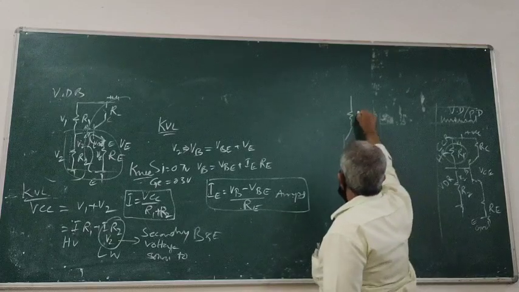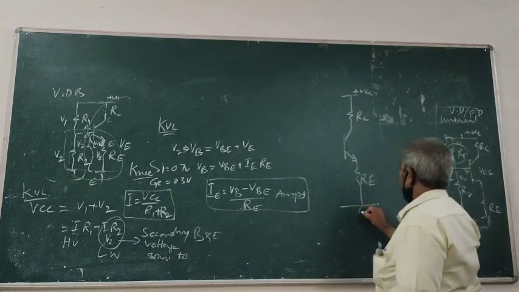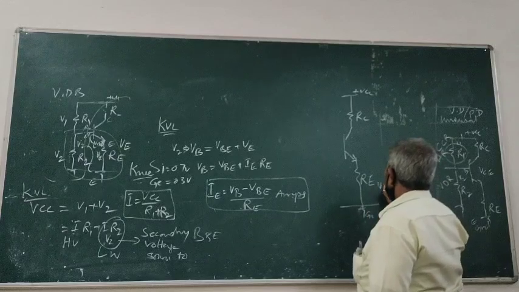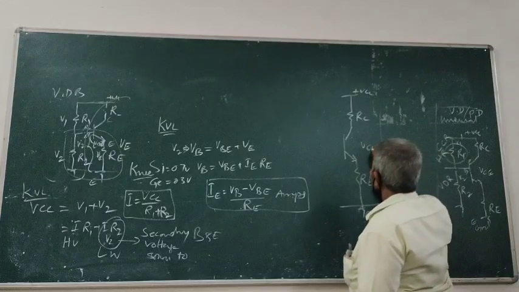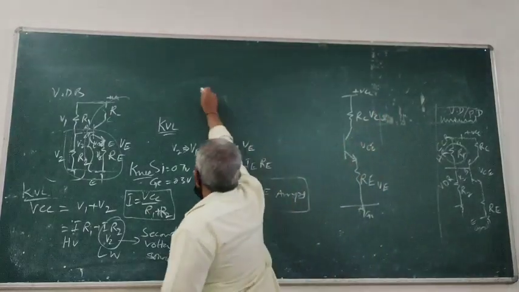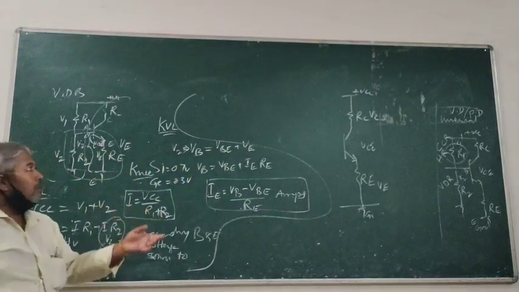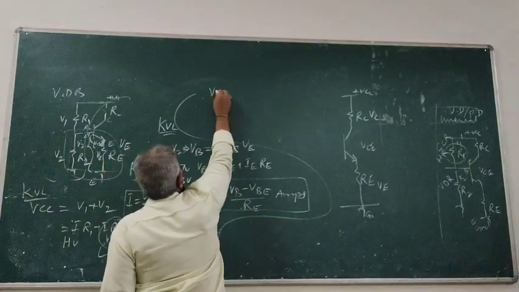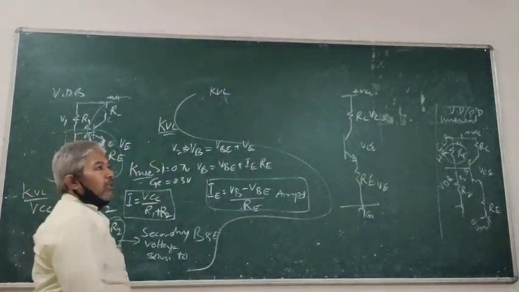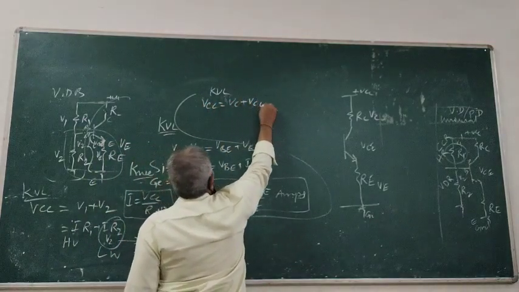RE, RC, positive VCC, ground. So this is VE, VCE, VC. Clear? Now from here onwards we are going to apply Kirchhoff voltage law. KVL we have to apply. Then supply voltage VCC is equal to VC plus VCE plus VE.